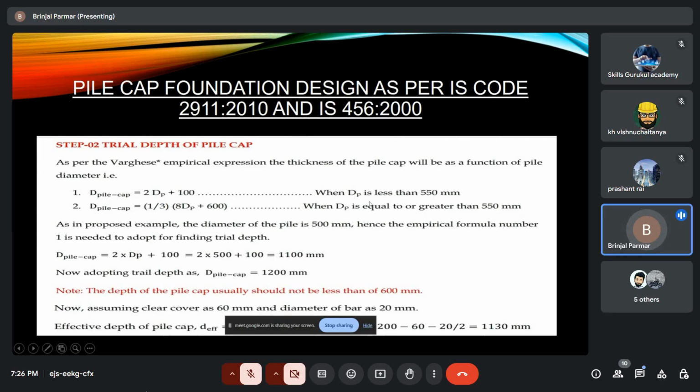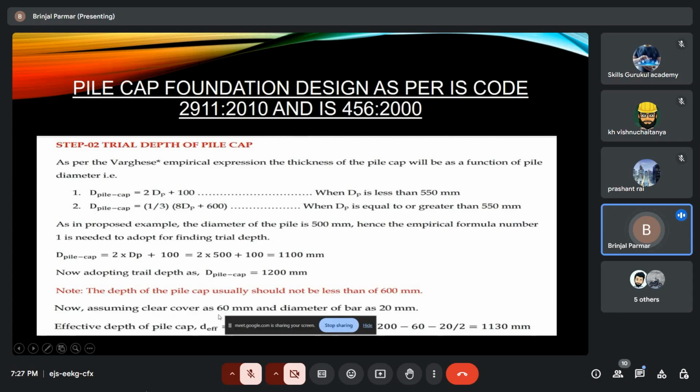So our pile diameter is 500, so we take the first formula. As in the proposed example, the diameter of the pile is 500. Hence empirical formula number 1 is adopted for finding the pile cap depth. D pile cap is equal to 2 times diameter of pile plus 100. So we get 1100 mm. So now we adopt a trial depth of the pile cap as 1200 mm. The depth of the pile cap usually should not be less than 600 mm.